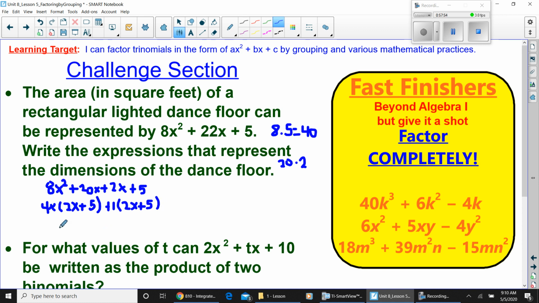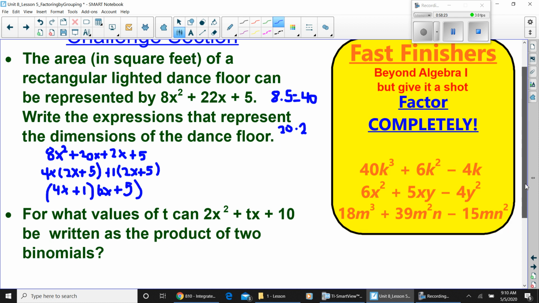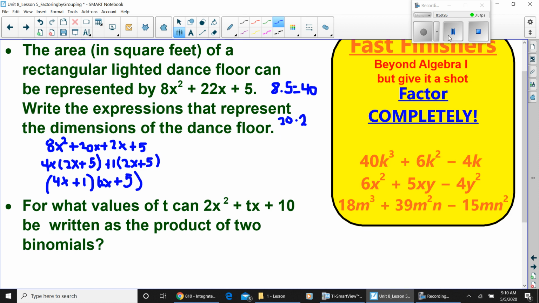And you see your answer. These are the dimensions of the dance floor: 4x plus 1 times 2x plus 5. And those are my answers for the first challenge problem. Try to take the second challenge problem and do it. Press pause now.